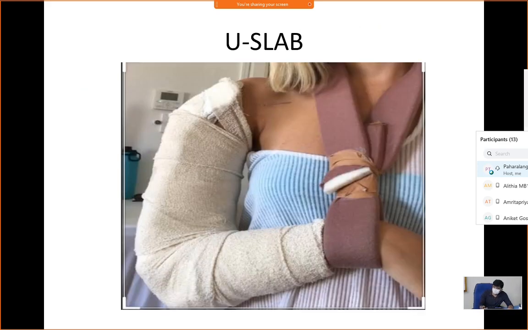U-slab. This is another splint used for shaft humerus fracture, mostly in the mid diaphyseal area. This is called U-slab because it is in the shape of a U, and here the upper extension is up to the acromion, but you can go up to the neck. So if you go up to the base of the neck, then it will be like a U. So it is called U-slab. This is used in shaft humerus fracture.